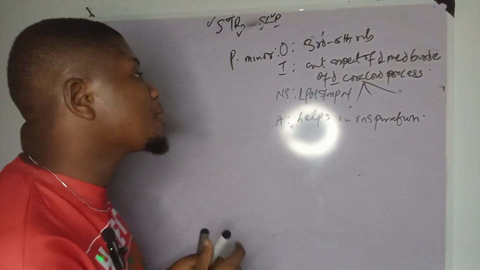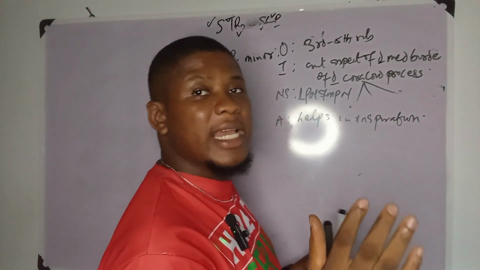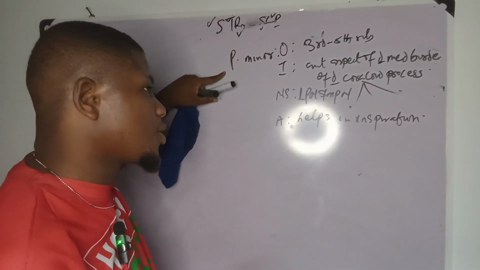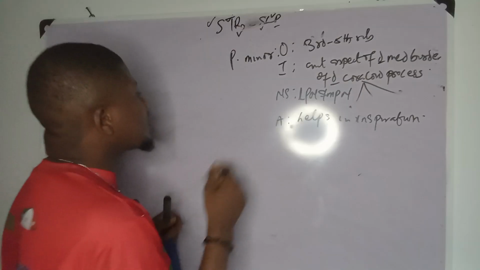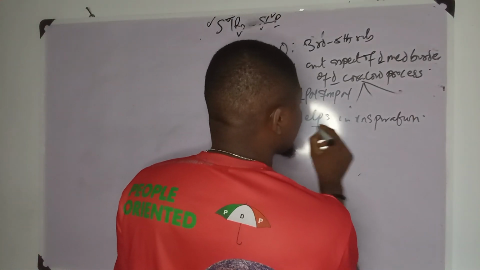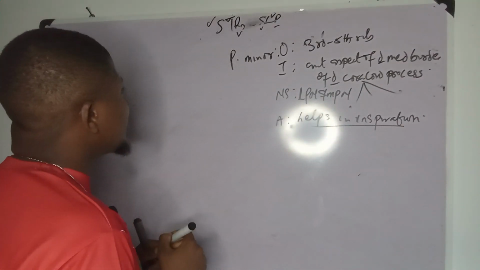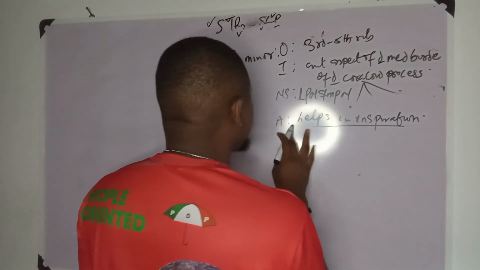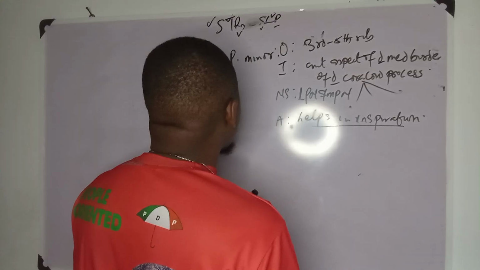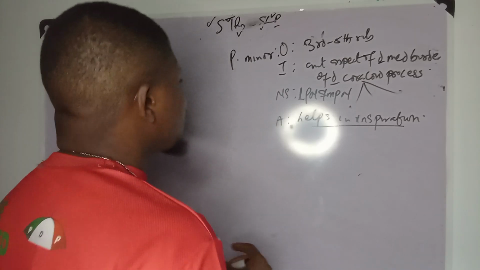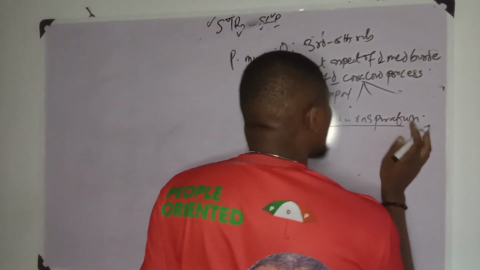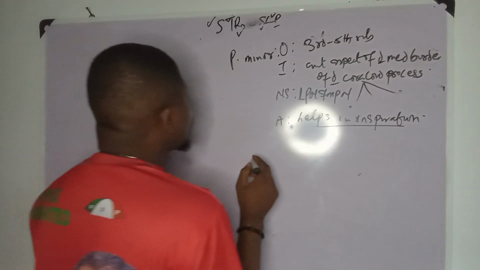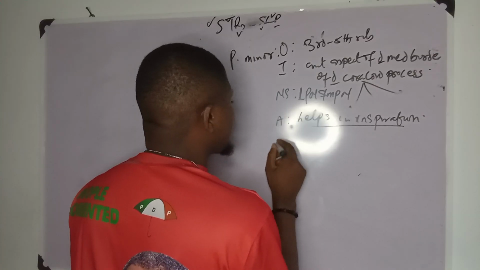Remember that more than 90-degree abduction of the arm is done by serratus anterior, sorry, not this one. So this one helps in inspiration. That is the first action. It steadies the ribs during inspiration. So that is one of the actions of this muscle.